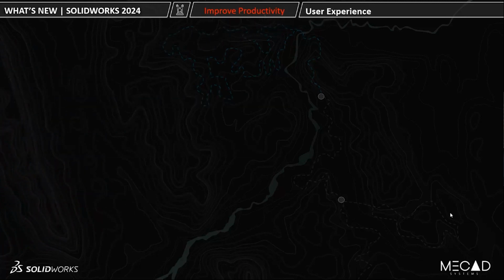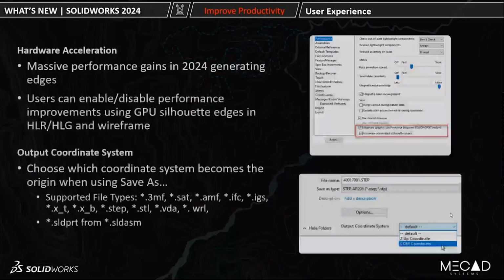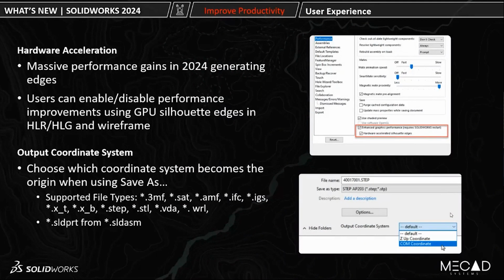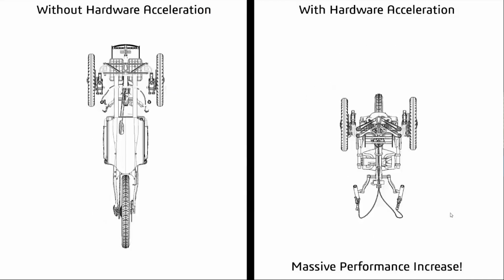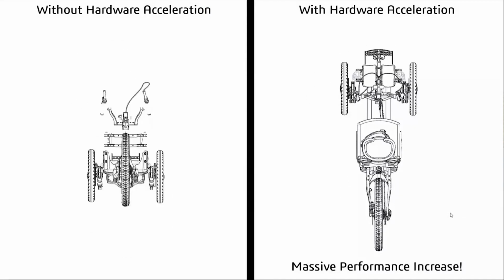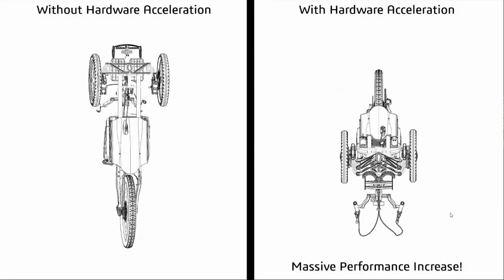Now, one big thing that they changed here is the ability to enable a setting that we call hardware accelerated silhouette edges. This uses more of your GPU to render the edges for hidden lines removed and hidden lines visible display states. And you can see that big difference. For example, they made a little video over here showing you the performance increase, which is absolutely ridiculous. It's amazing what they did.